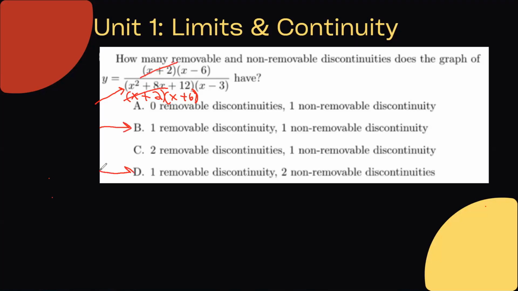So we have B and D. And the factors of x plus 6 and x minus 3 in the denominator here both would make the denominator 0 when the numerator is not 0, and that would be a non-removable discontinuity. So our correct choice here is D.